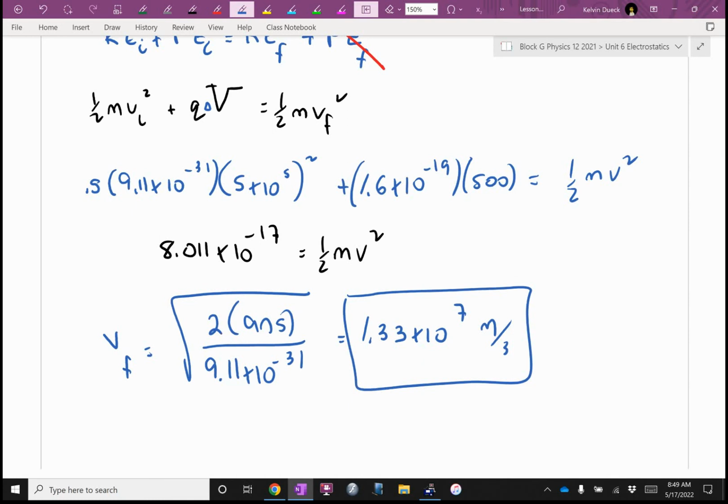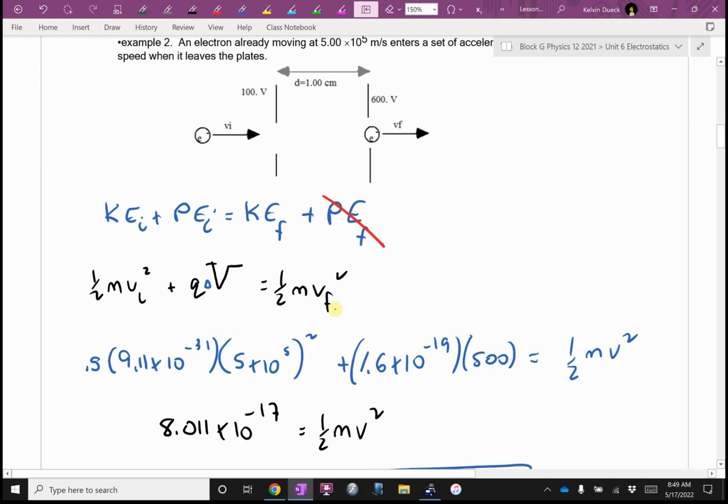What would happen, look up for a second, what would happen if this was not 100 volts, but positive 1000 volts? If this side was more positive than this side, the electron wouldn't speed up. What would it do? Slow down. We can do that too. We can pretty much fine-tune the speed of a particle using this method. Get it very accurate.